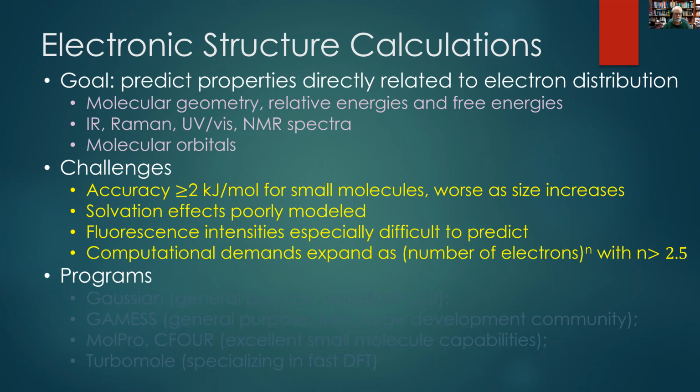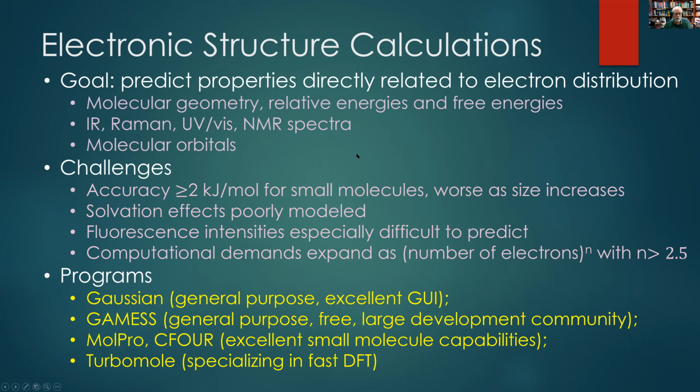In some other experiments, not the ones I'm going to be describing, we're trying to model fluorescence intensities, and that's really problematic. But the other thing is that in general, large molecules are hard for us because the resources that we're going to need to invest in the calculation increase roughly as the number of electrons to the 2.5 power. And that's true for these density functional calculations I'll be describing. For more accurate methods, the power law, not surprisingly, is quite a bit worse.